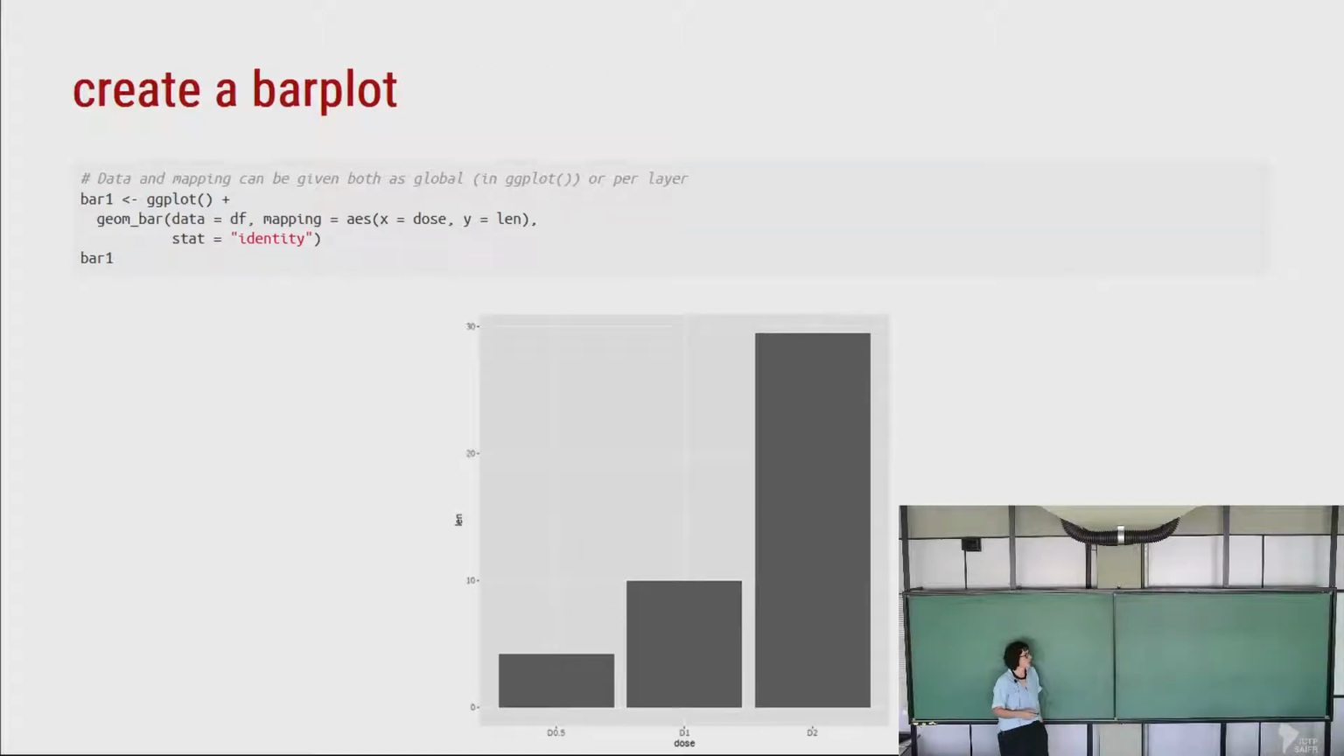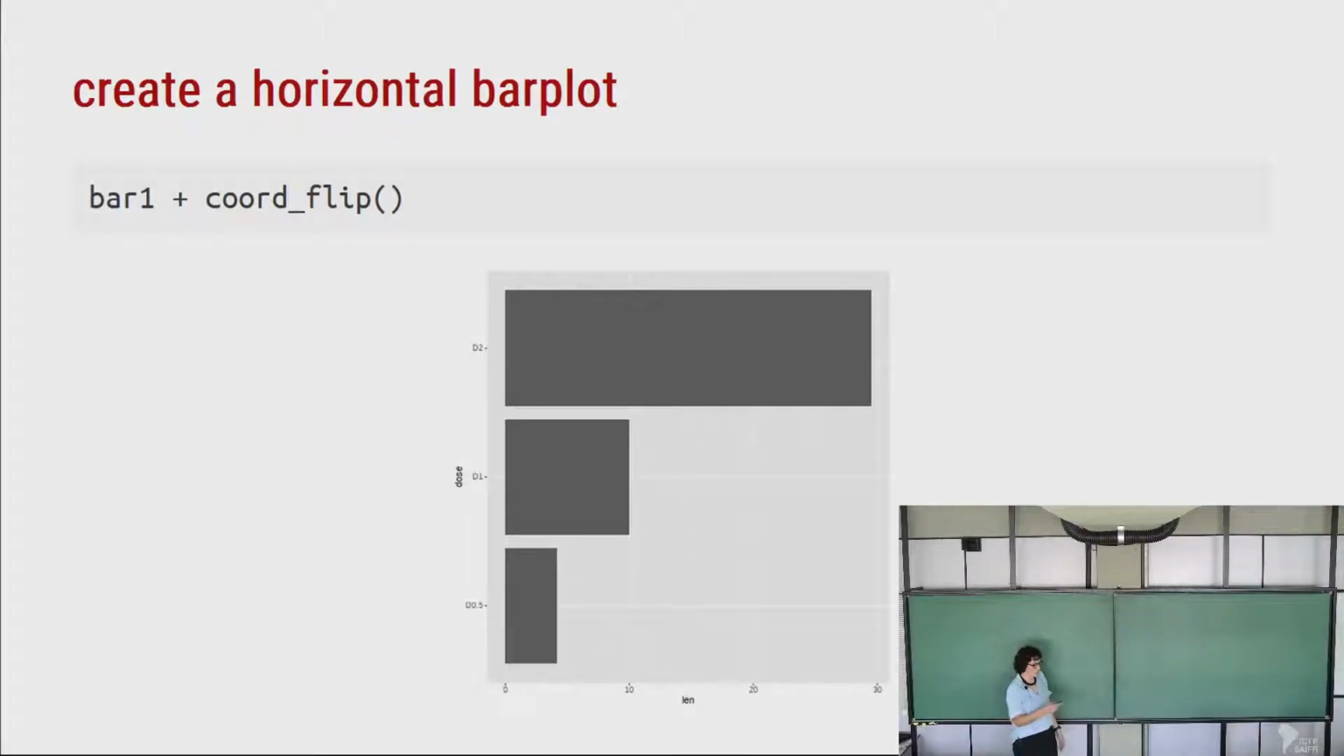And notice that I'm here assigning to an object. If I don't assign, I will see my graphic. I'm assigning to an object, and when I do that, I can add other things to that. So in my bar 1, I want to flip the coordinates of my bar plot. So I simply call my first plot plus a function that will flip the coordinates here.